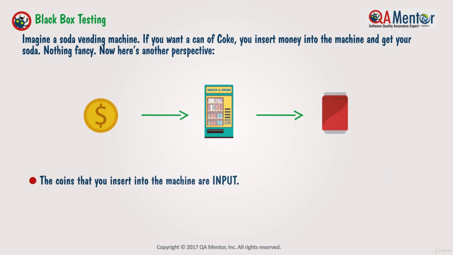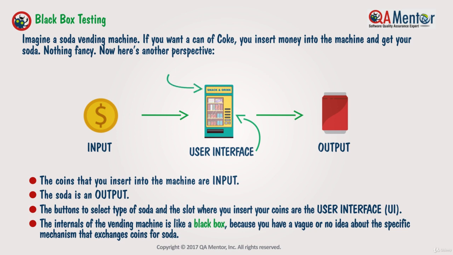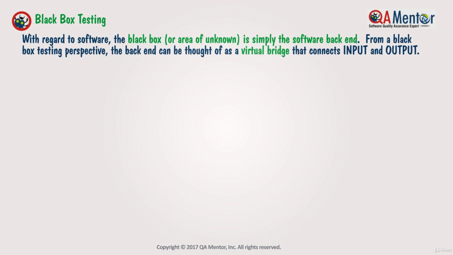The coins that you insert into the machine are input. The soda is an output. The buttons to select type of soda and the slot where you insert your coins are the user interface, UI. The internals of the vending machine is like a black box because you have a vague or no idea about the specific mechanism that exchanges coins for soda. With regard to software, the black box or area of unknown is simply the software backend.